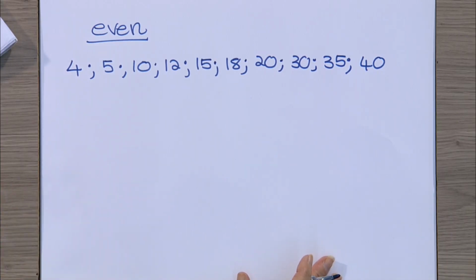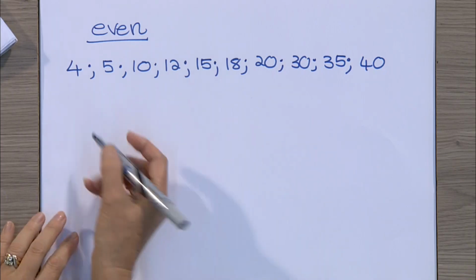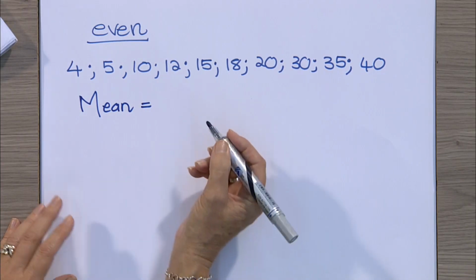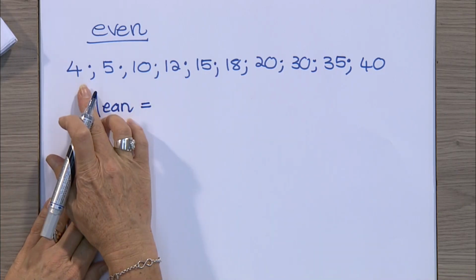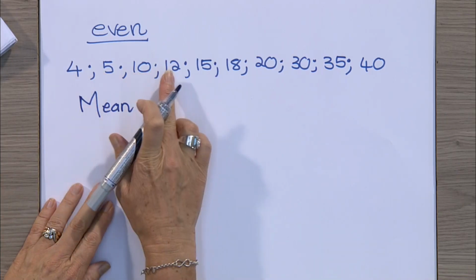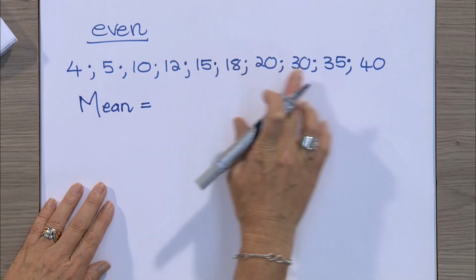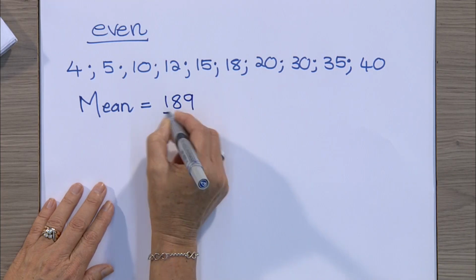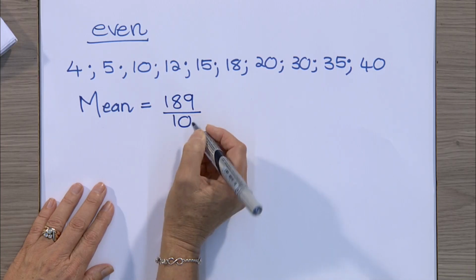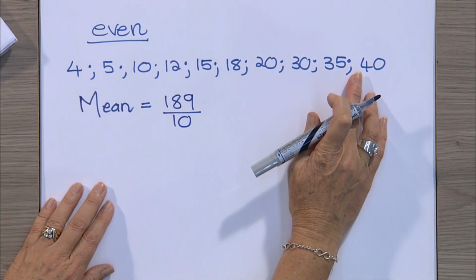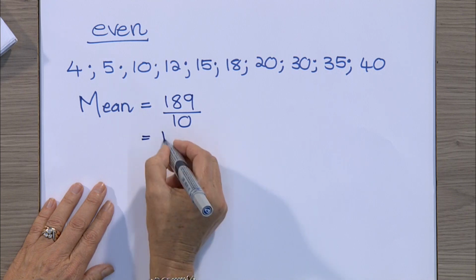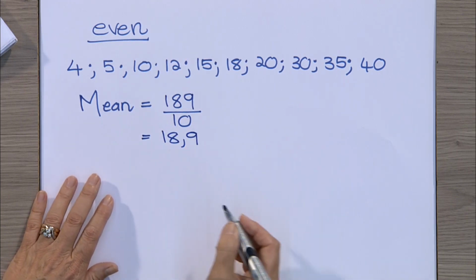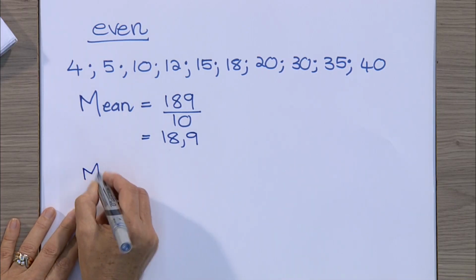We are also going to work out the mean. Same procedure. Add up everything, 4 plus 5 plus 10 plus 12 plus 15, 18. You add them all up. If you add them all up, it's 189. I divide by 10. Why? There are 10 numbers in the data set. Then the answer is 18.9. Then I go to the median.